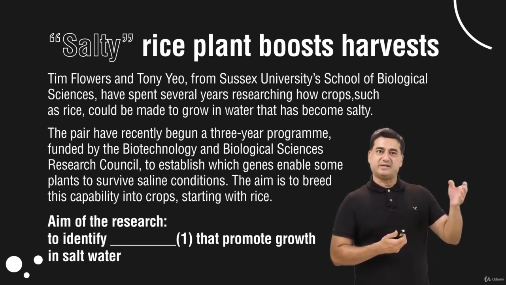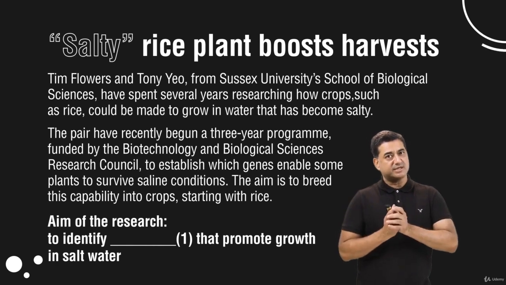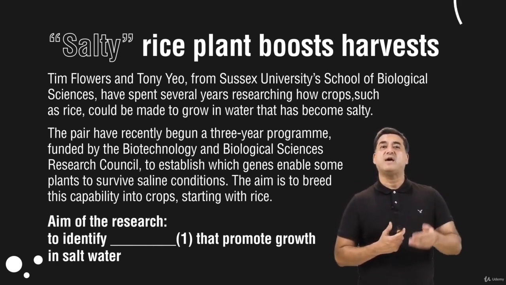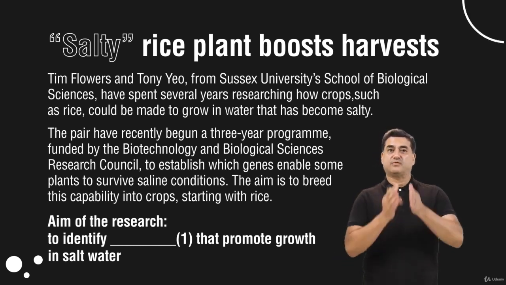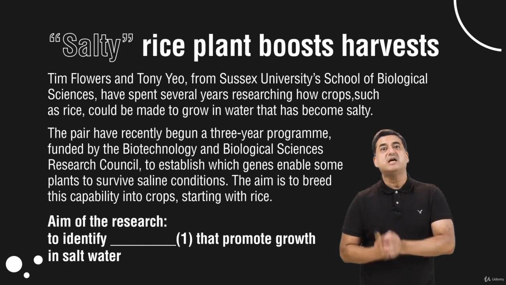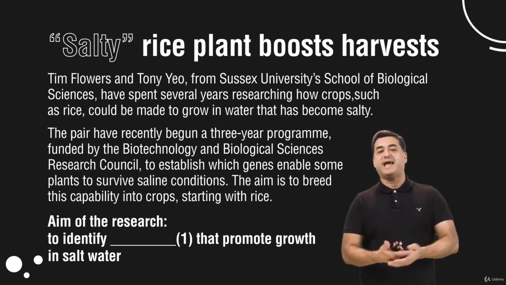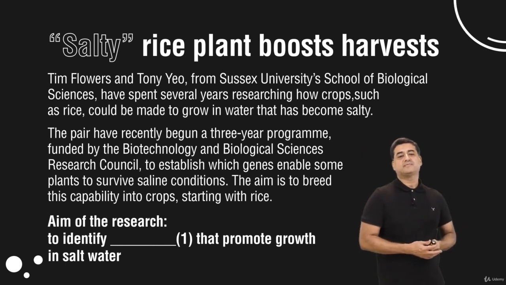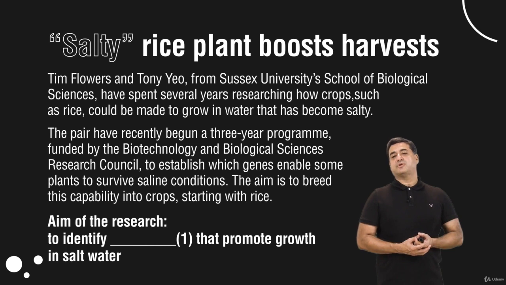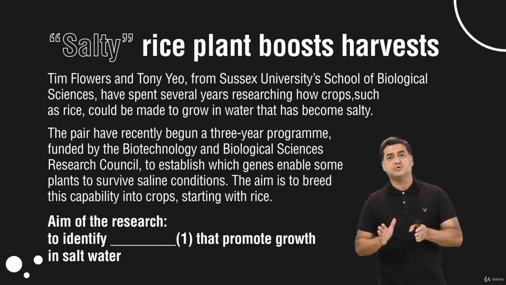So first we look at the aim of the research, we have already identified that area of the text that contains it. Now let us read it word by word to find the answer. But whatever is before the blank and whatever is after the blank plays a very vital role in understanding what could be in the blank. So let's read it. The pair have recently begun a 3-year program. It has a qualifying phrase just to confuse you.